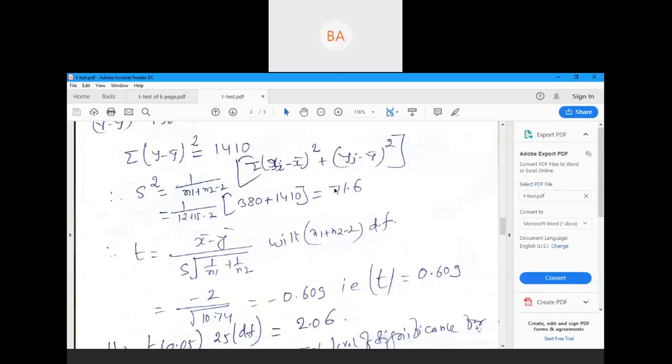Then we come to the second condition. Okay. So the second application is very important. Remember, if n1 is not equal to n2, then we apply this statistic, that is t is equal to x bar minus y bar divided by s under square root 1 upon n1 plus 1 upon n2 with n1 plus n2 minus 2 degrees of freedom. Clear? In this situation, your population variances are equal, that is sigma x square is equal to sigma y square, and sample size n1 is not equal to n2.